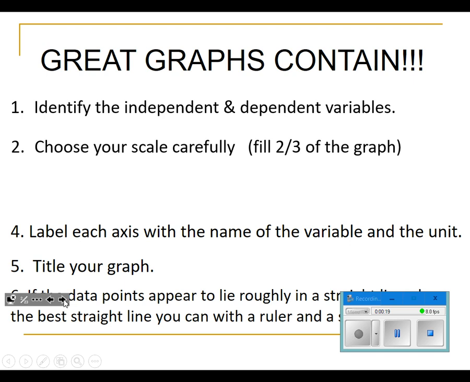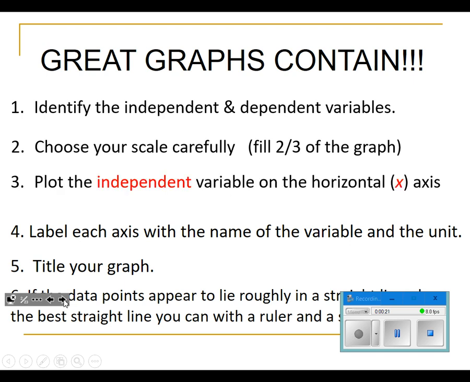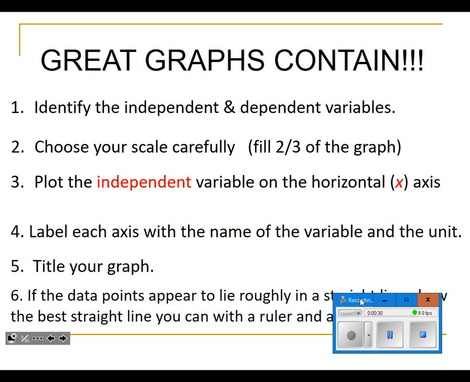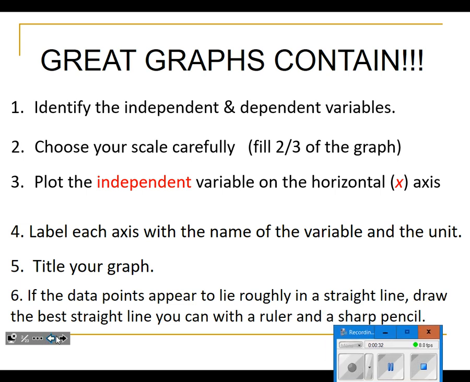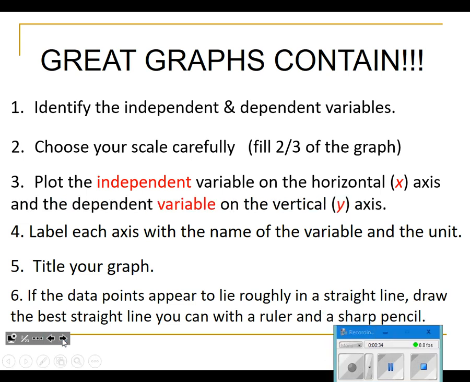You have to identify the independent and dependent variables. You need to choose your scale and show that scale so that it fills up at least 2/3 of your graph. You need to plot the independent variable on the x-axis and the dependent on the y-axis.